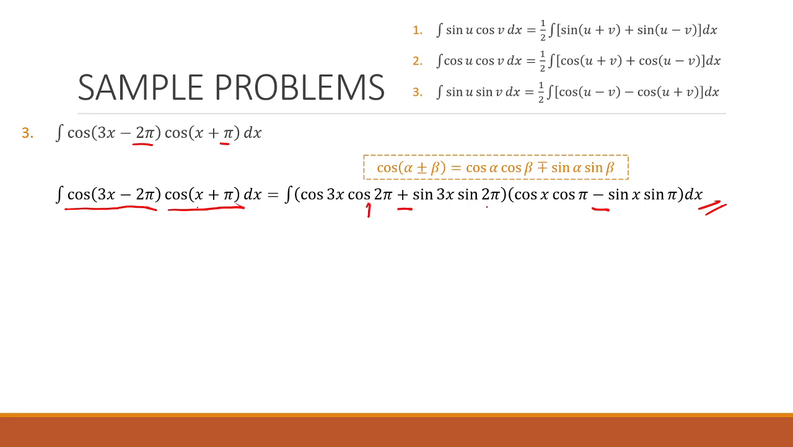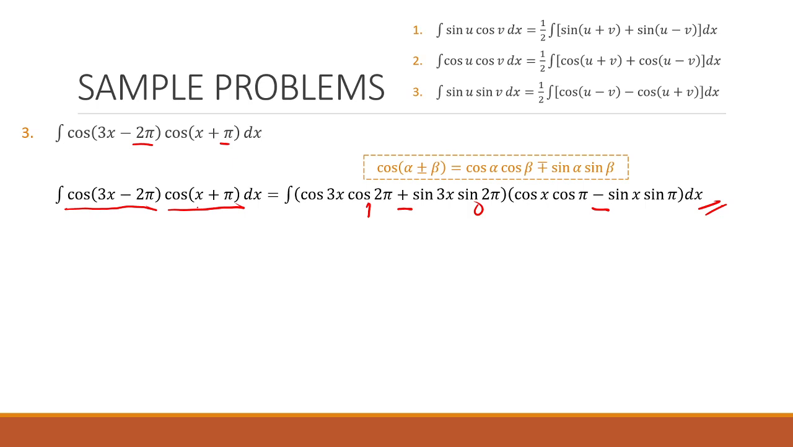How about sine 2 pi? Sine 2 pi has the same ordered pair, 1, 0, but for sine, that's the y-coordinate. So the y-coordinate of 1, 0 is 0. Therefore, sine 2 pi is 0. Or if you have a calculator, you can check it, class. But basically, that's how we evaluate trigonometric function values for special angles. Just refer to the unit circle.